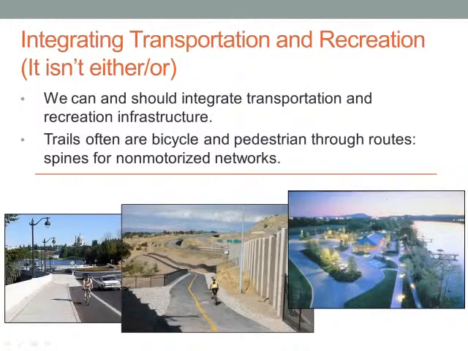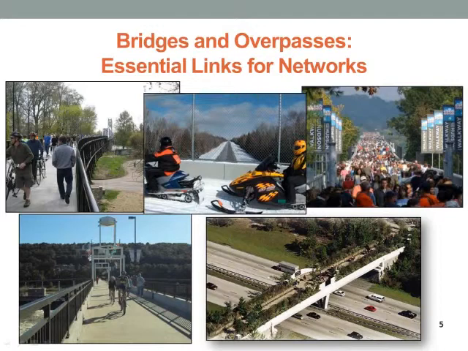Next slide, please. When you do your trails, you must consider bridges and overpasses. These are photos of trail bridges. One is over the Willamette River, one is over Interstate 75, one is over the Hudson River, one is over the Arkansas River, and one is over Interstate 75 in Florida. The top one, snowmobiles, is in Michigan, obviously. If we want networks, our bridges and overpasses must accommodate pedestrians and bicyclists.